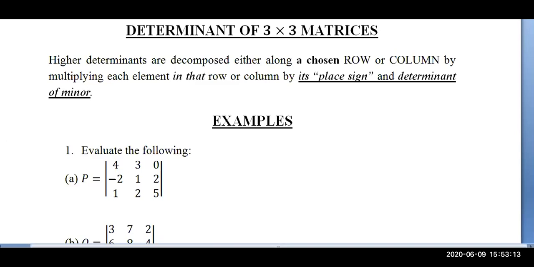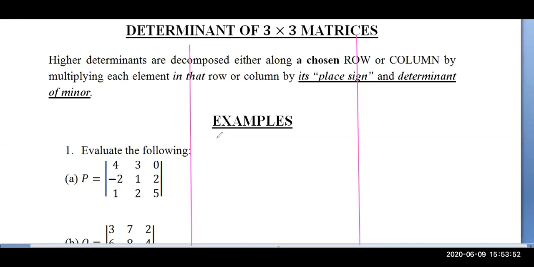For instance, what do you mean by that? Now, I want to find the determinant of P. How do I do that? I will simply do this. To find the determinant of P, let me just divide the board for clarity's sake. So I will just work on this aspect. Let me divide further. All right, so now I want to find the determinant of P.